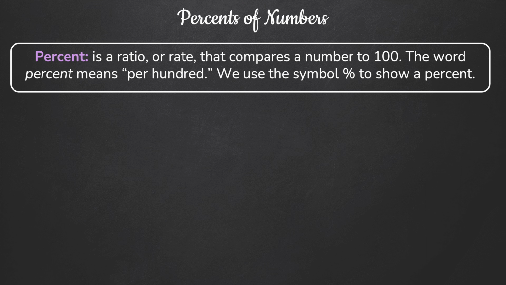A percent is a ratio or rate that compares a number to 100. The word percent means per 100. We use the symbol as shown to show a percent. So a percent is a ratio that compares a number to 100. So it's a part that compares to a whole, where the whole is 100 and the part is a percentage that is out of 100.